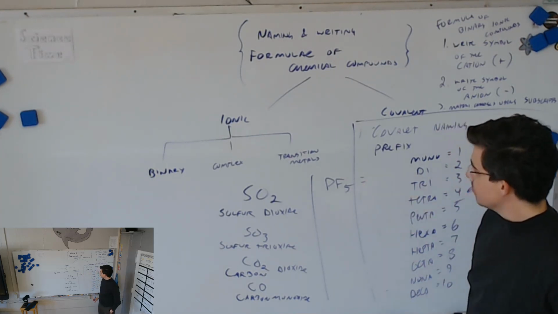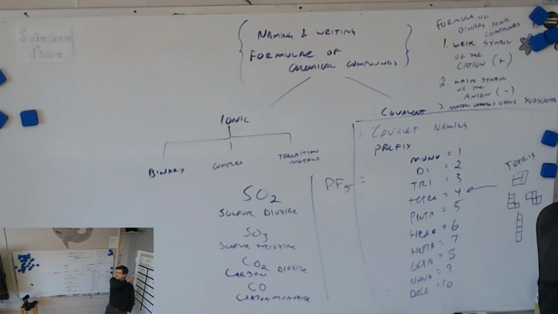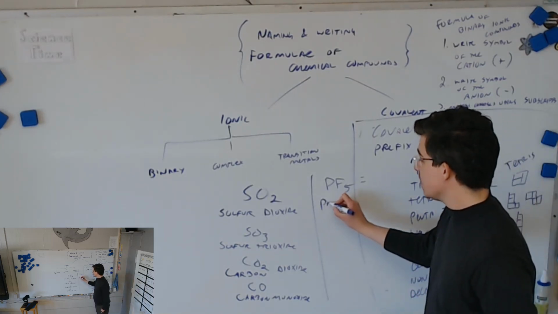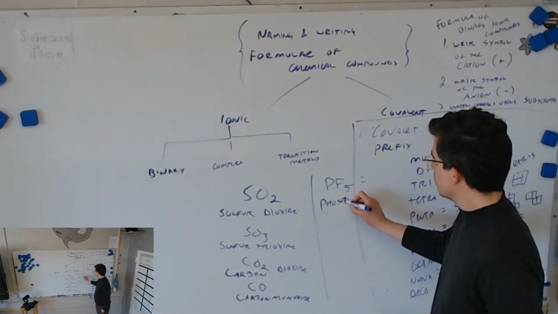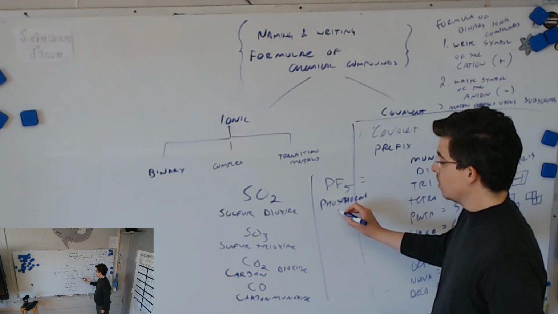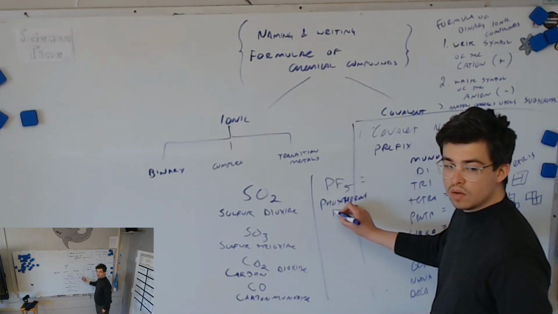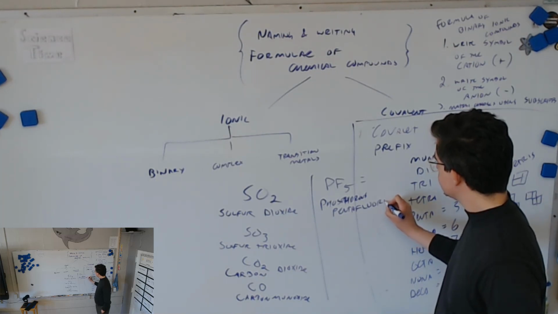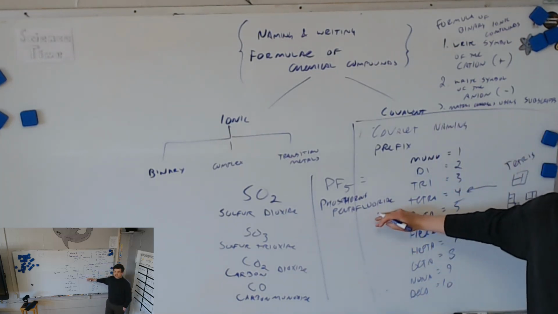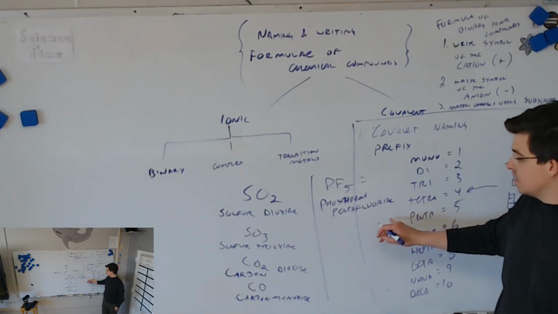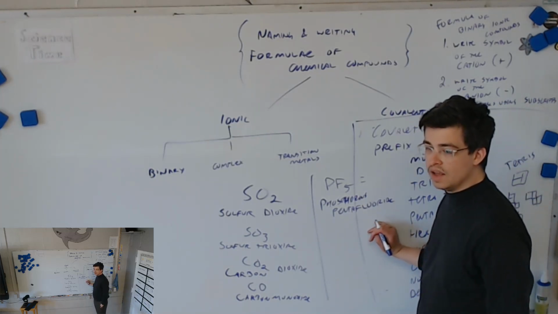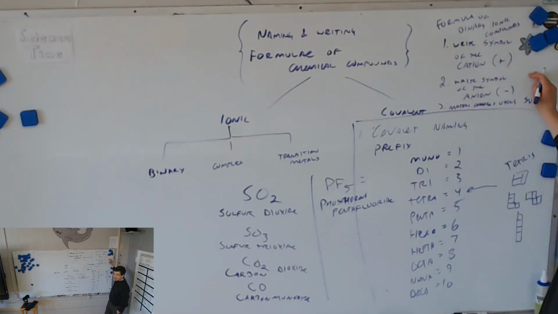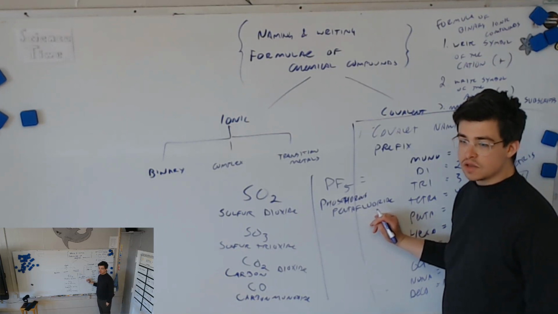And then just as another example, what if I gave you this one? What's its name? PF5. PF5 is not a name. Phosphorus. Don't name your son phosphorus anything. Penta. Fluoride. We still change the name of the last one to ide. It's no longer considered an anion, but we still change the name of the last one to ide, okay?